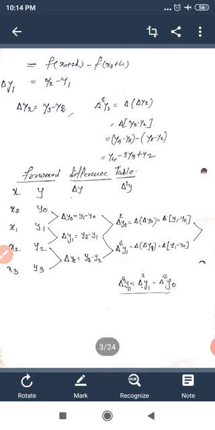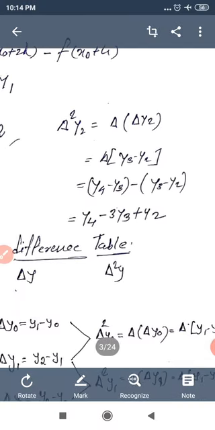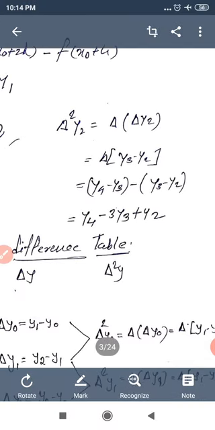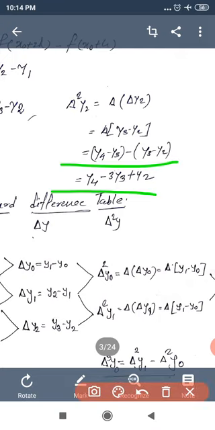Now separately, del of y3 is equal to what? y4 minus y3 minus del of y2, which is y3 minus y2. And if we simplify this, we get y4 minus 3 times y3 plus y2.